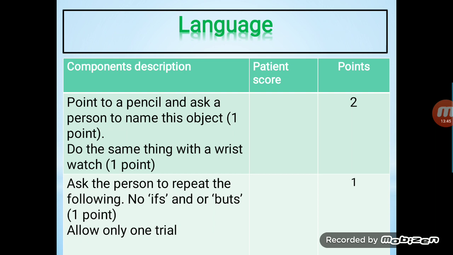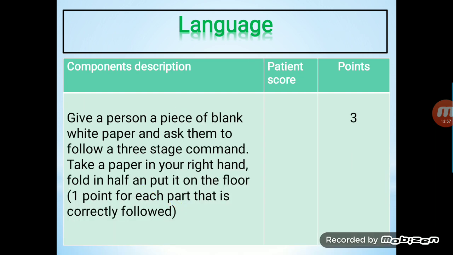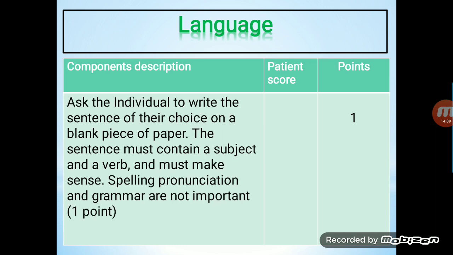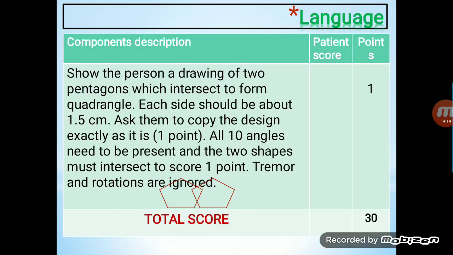And in language, first, when the patient is able to name pencil and wristwatch, you give 2 points. If the patient is able to say "no ifs, ands, or buts," then you give 1 point. If the patient is able to follow the 3 commands, then you give 3 points. Then if the patient is able to close their eyes and follow exactly what it says, you give 1 point. If the patient is able to write a sentence, you give 1 point. If the patient is able to draw these pentagons correctly, then you give 1 point. So the total score is 30.